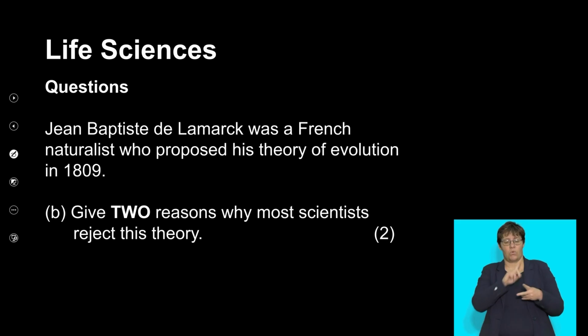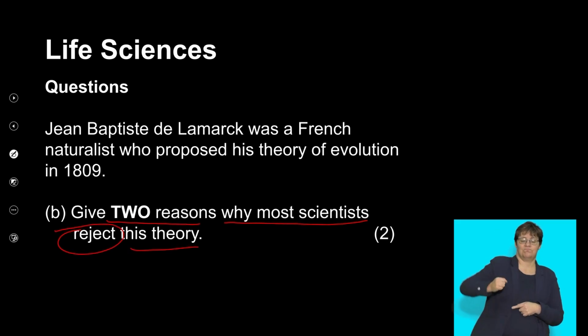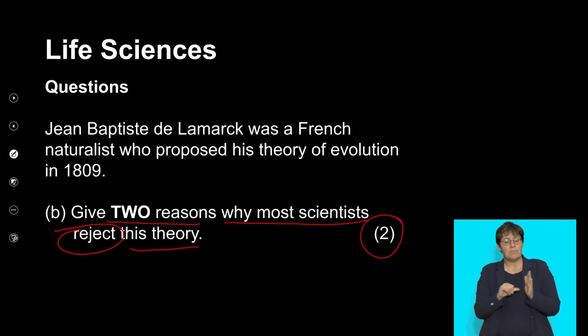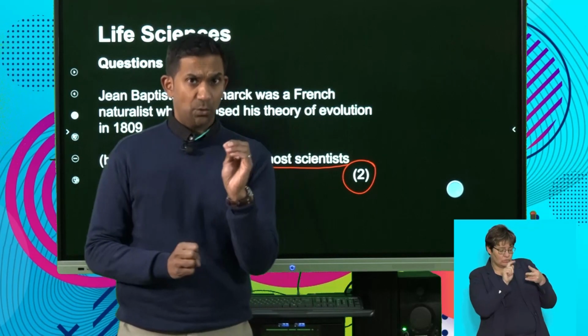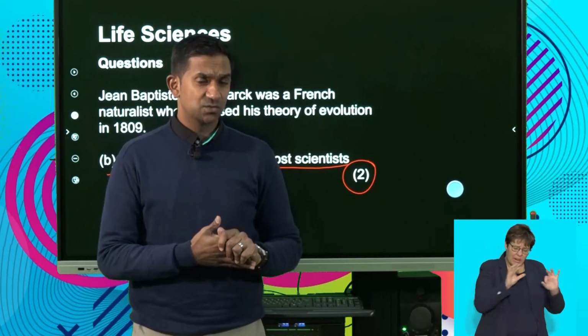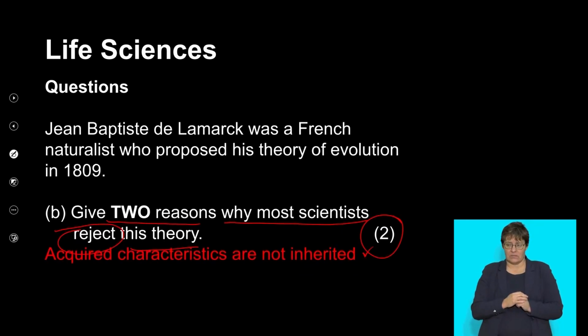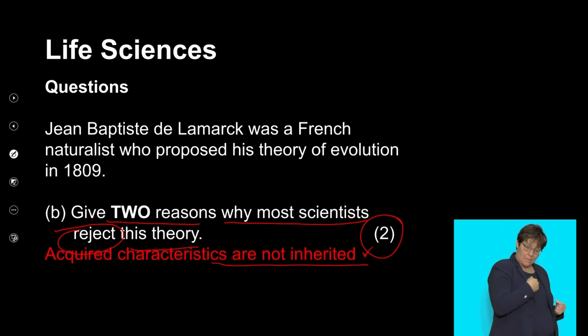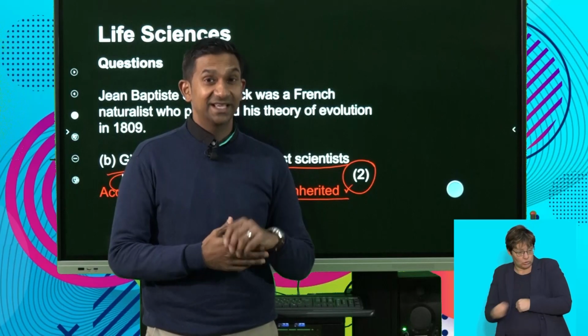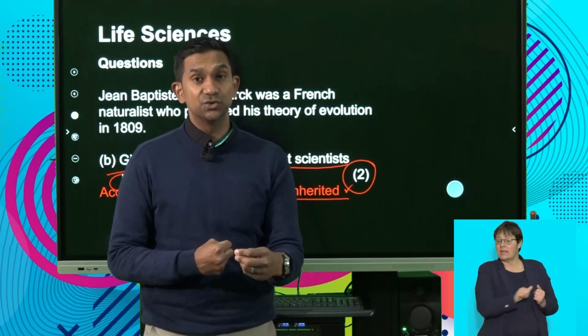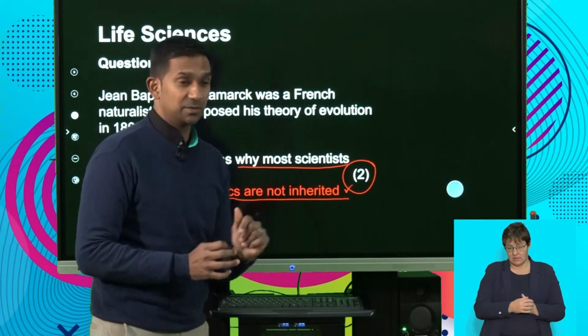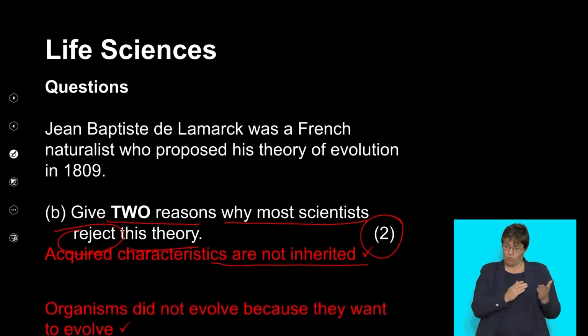Another question. Give two reasons why most scientists reject his theory. And guys, it's important that you're able to identify two well explained reasons why his theory was rejected. Let's unpack the answer to this question. One reason was that acquired characteristics are not inherited. We know that the only way a characteristic can be inherited is through genes. And clearly he was not able to convince people around that.